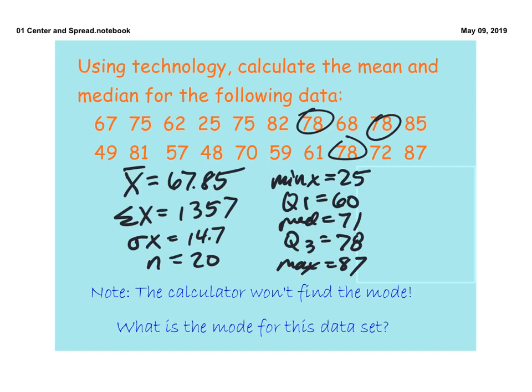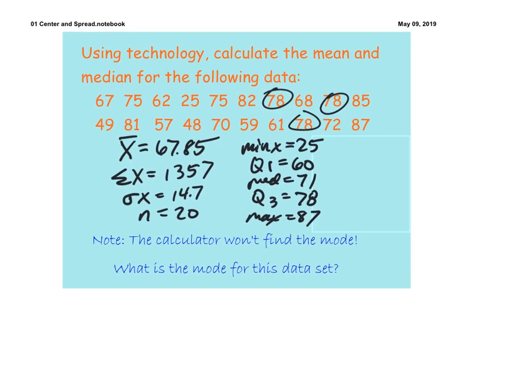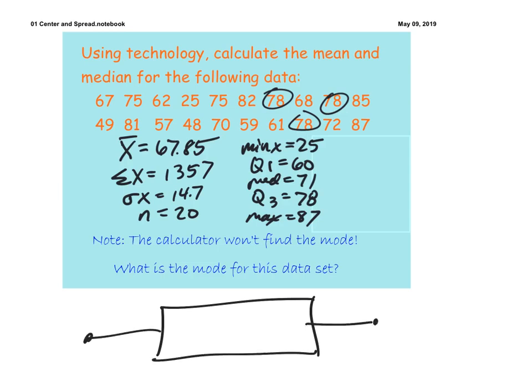All right. Now, I'm going to show you what this would look like as a box plot. This is important, so pay attention. There's a lot more of this coming in tomorrow's lesson, but the smallest number goes down here, and our smallest number, our min, was 25. And our biggest number, our max, was 87.